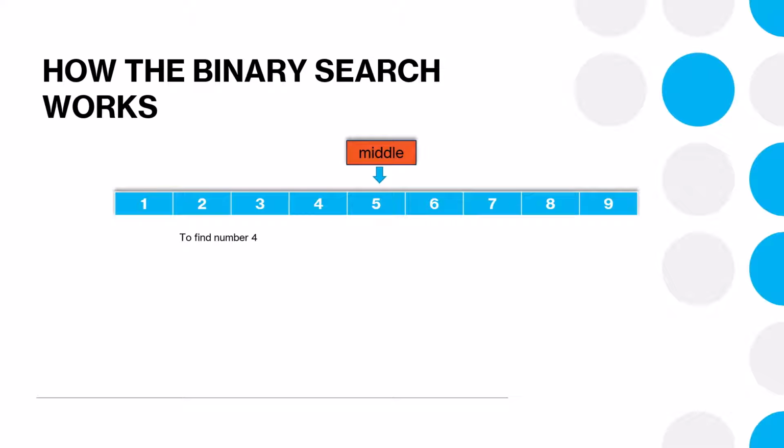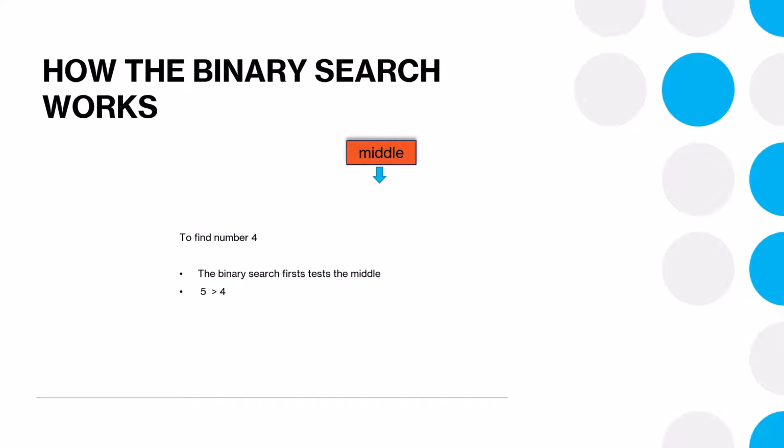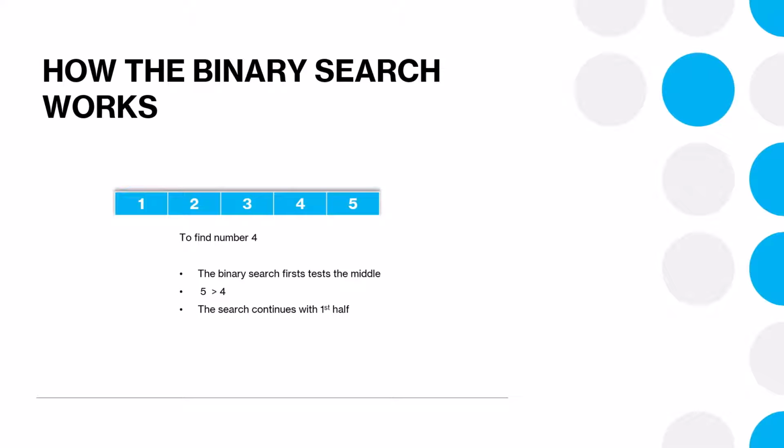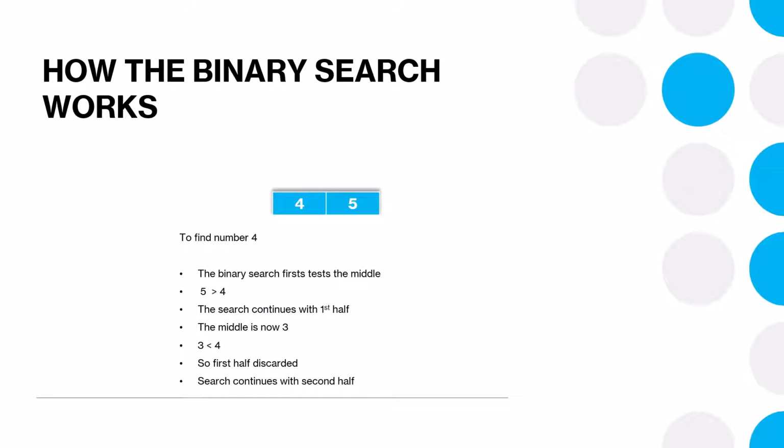Once we've got the middle, to find the number 4, the binary search will test the middle against that number. So 5 is greater than 4. Therefore, we can discard part of the array, right? The search then continues with the first half. Now, we find a new middle. Middle is now 3. We test that middle against the value we're looking for. 3 is less than 4, which means we can discard half of this array. And so we are left now with the second half, and that's how we will arrive at the element that we're looking for.